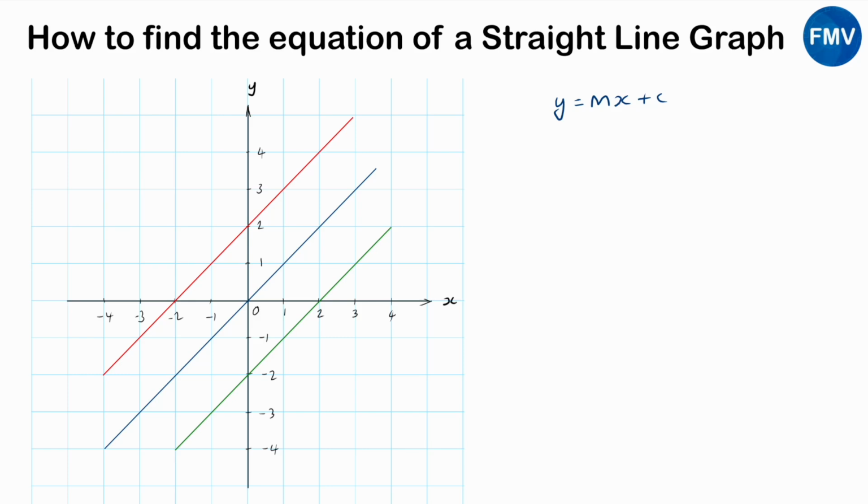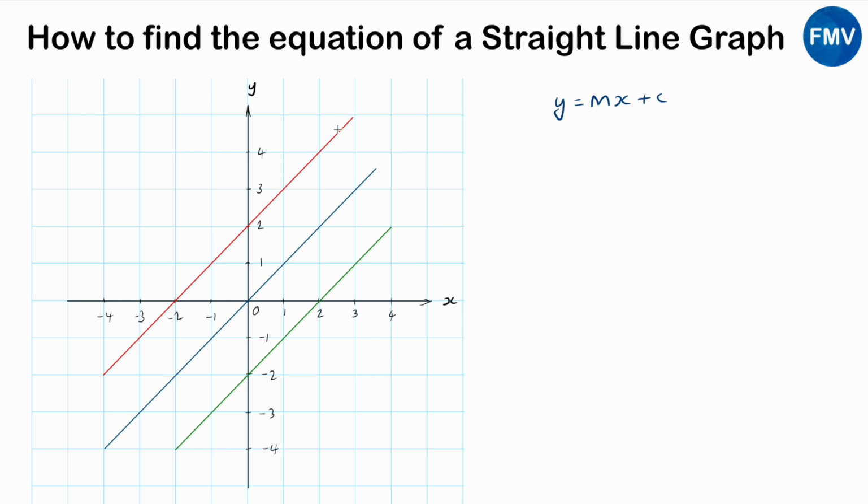Hello again. So in this video we're going to look at how we find the equation of a straight line. Now the equation of a straight line is also known as y equals mx plus c, where y and x are coordinates, m is the gradient, that's the steepness of the line, and the c is where the line cuts the y-axis, that's known as the y-intercept.